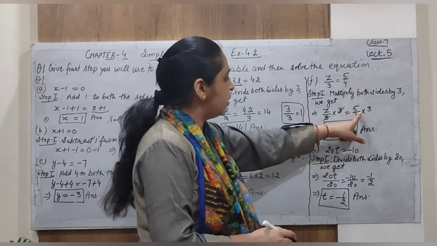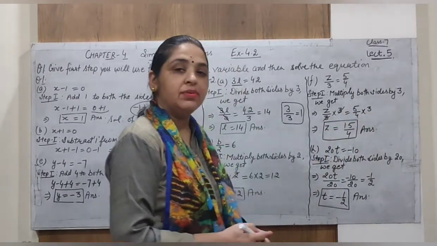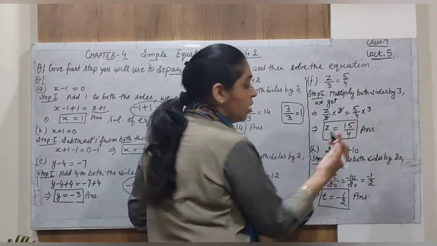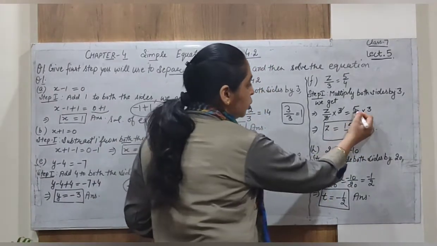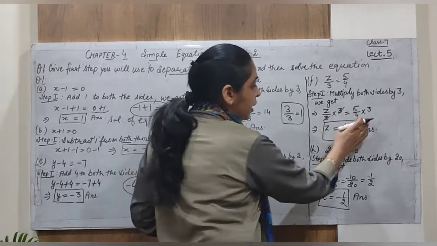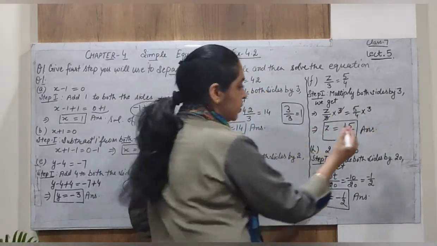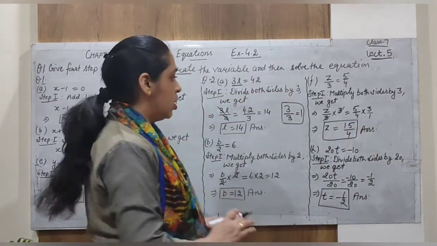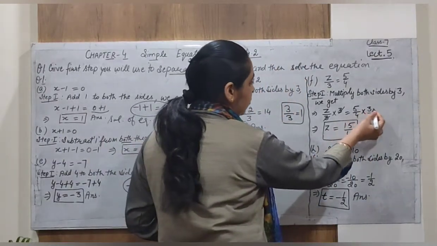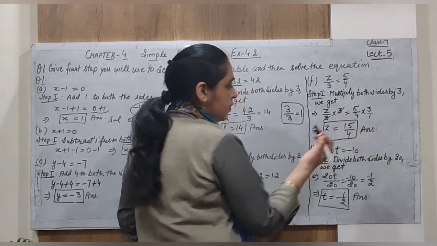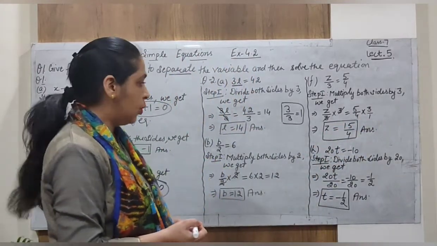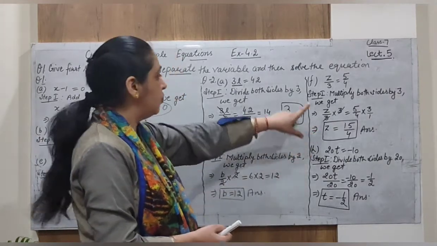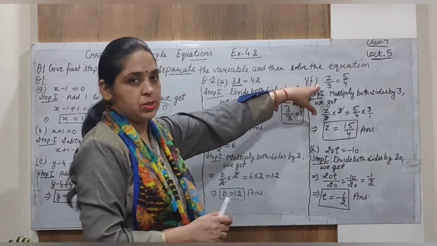On the right hand side, when 5 by 4 is multiplied with 3, you know very well, when we multiply a whole number with a fractional number, the numerators are multiplied. There is no denominator present with the 3, so we can write 1 in the denominator. So we have to multiply 5 with 3 and 4 with 1. We get 15 by 4. So this is the value of z, or the solution of this given equation.